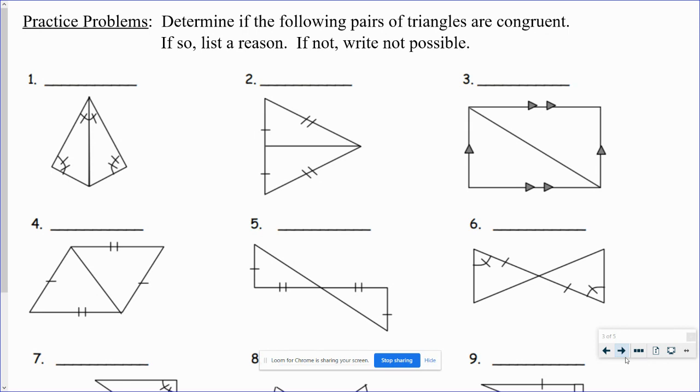Okay. So take a look at number one. We have two triangles. We have two pairs of angles marked congruent. So we don't have enough yet. But a lot of times we have to decide, is there something else we can prove about this figure? So take a look at this first one. Notice that they share a common side. These two triangles have a side that is in common.